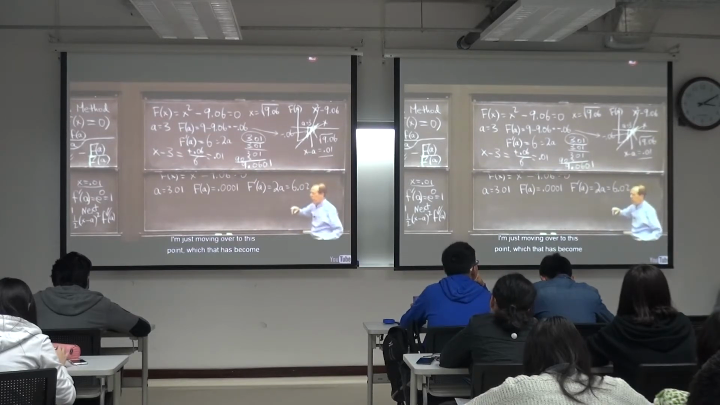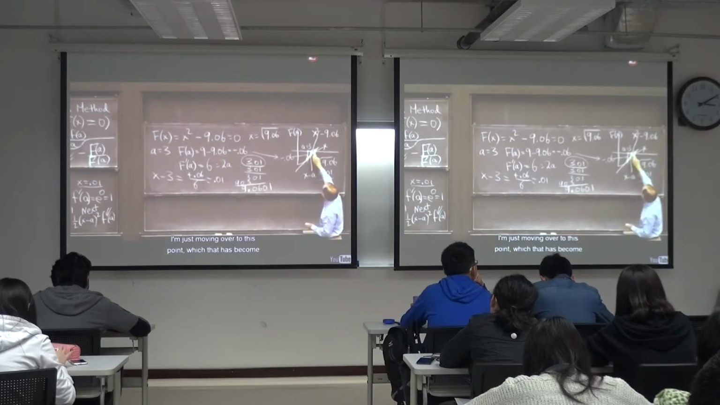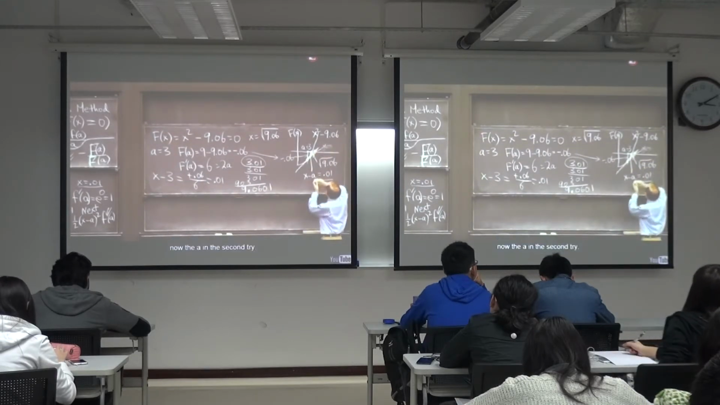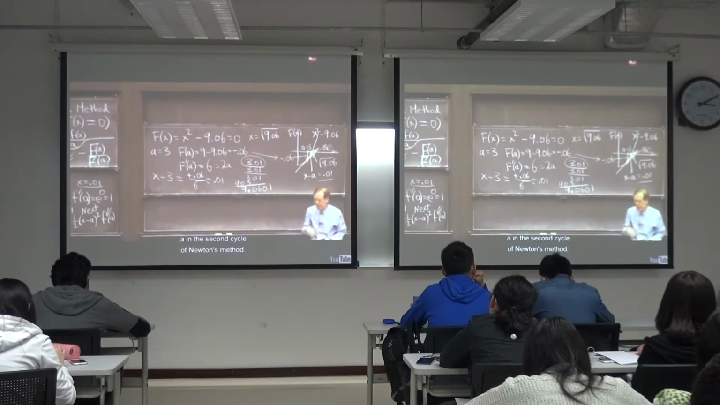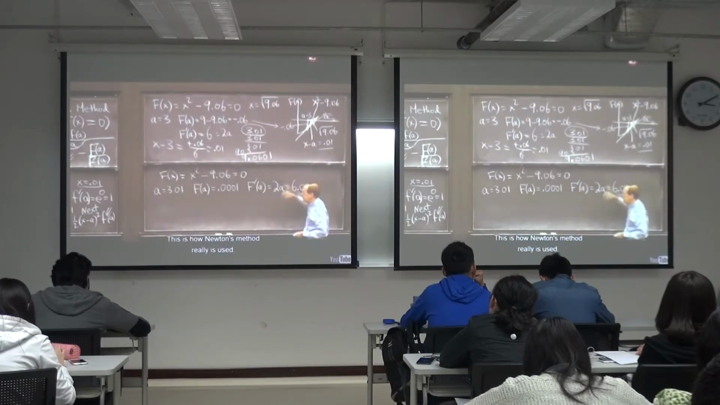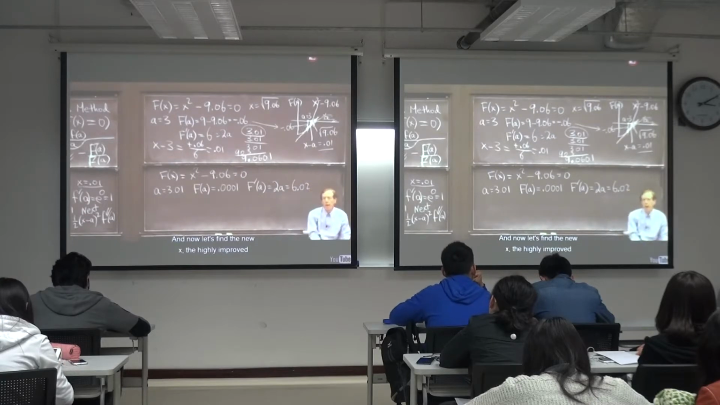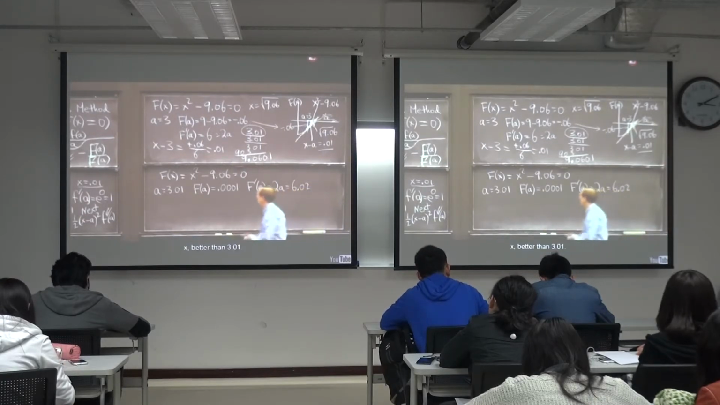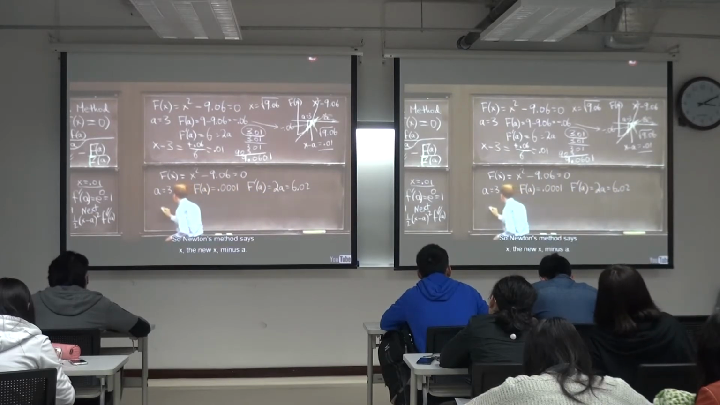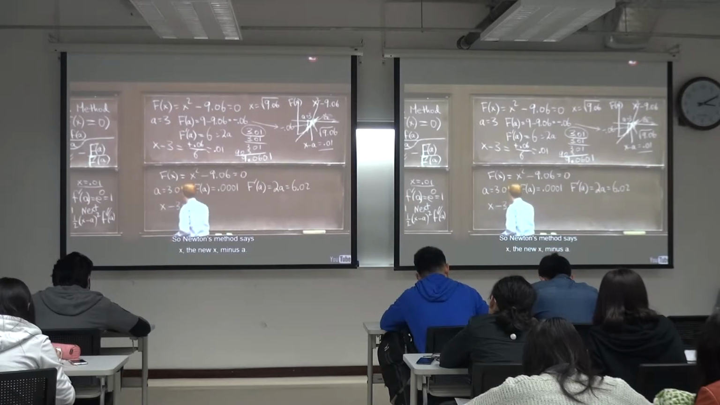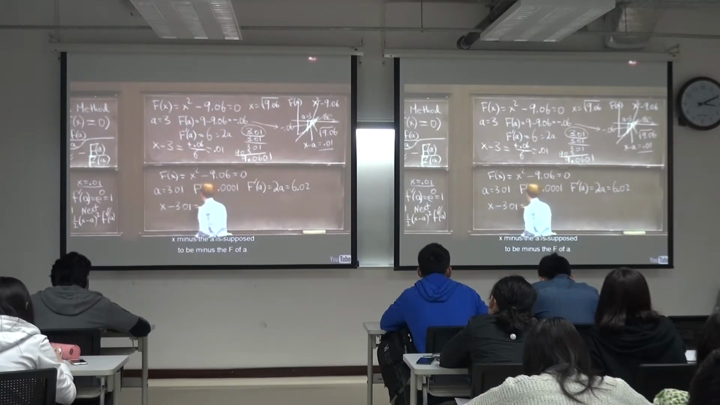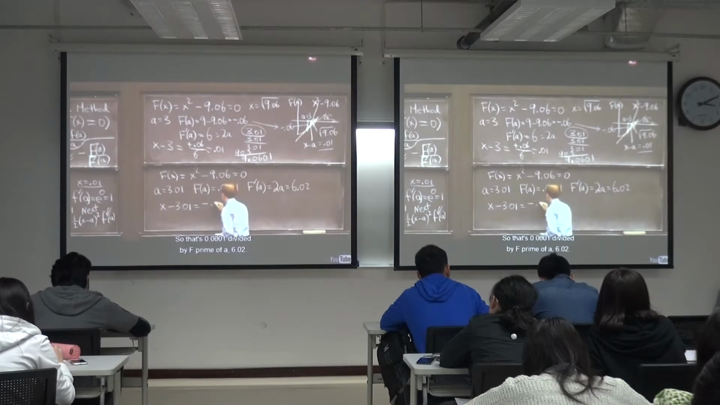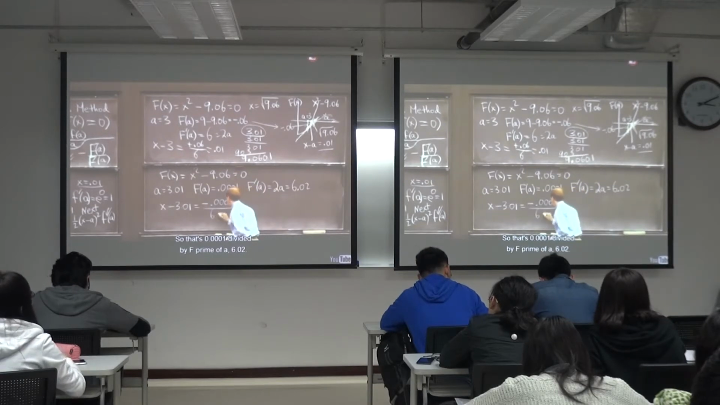I'm just moving over to this point, which has now become the A in the second cycle of Newton's method. This is how Newton's method really is used. And now let's find the new x, the highly improved x, the better than 3.01. So Newton's method says the new x minus A, I'm just using Newton's formula, x minus the A is supposed to be minus the f of A, so that's 0.0001 divided by f prime of A, 6.02.